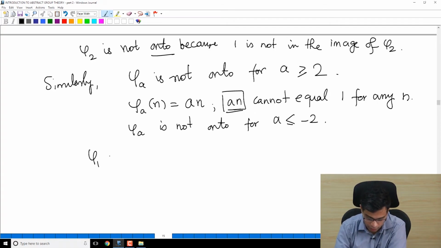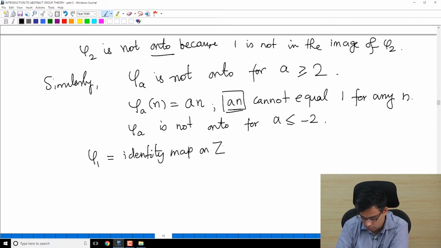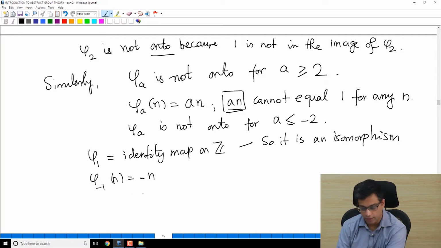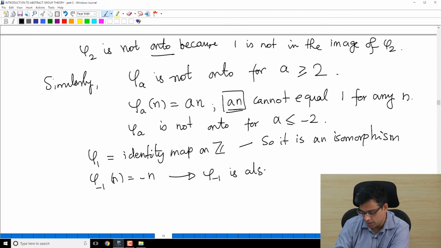On the other hand, phi 1 is simply the identity map, right? Because phi 1 of n is n, so it is bijective and it is an isomorphism. What about phi minus 1? Phi minus 1 sends n to minus n, and this already we know is a homomorphism, and you can clearly check that this is also an isomorphism.